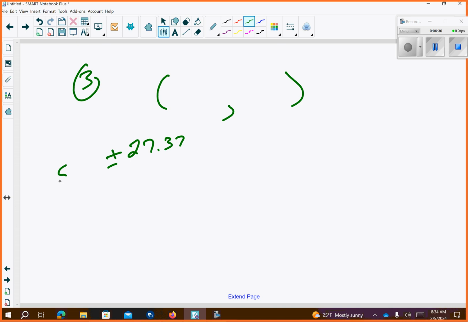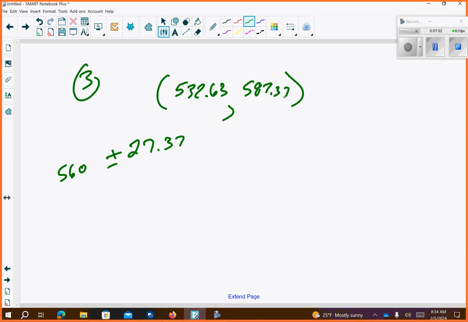So 560 plus or minus that, which was our amount that we saw that we paid. So this is going to go between 532.63 and 587.37. Okay, so we're 99% confident that if we did another sample of 200 students, that we would fall somewhere within that range.